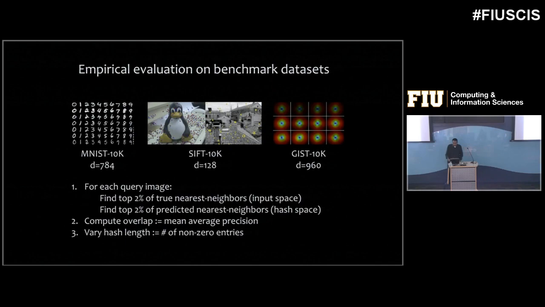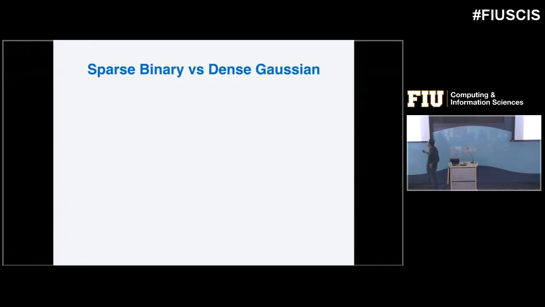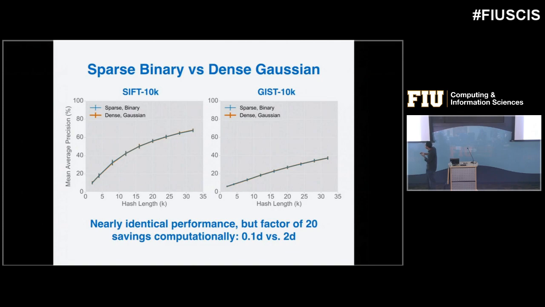Okay, so the first thing we did is we asked what happens if you just replace this very expensive dense Gaussian random projection with a more efficient sparse binary one. On the x-axis here is the hash length, the number of non-zero entries, and the y-axis is the overlap of true and predicted nearest neighbors, so higher is better. What we're showing is that by reducing the complexity to a sparse binary projection, you're essentially losing no information in terms of identifying nearest neighbors. Both of these lines are almost exactly overlapping. But the main advantage is that I've gained a factor of 20 in the efficiency of computing these hashes. So that's the first step.